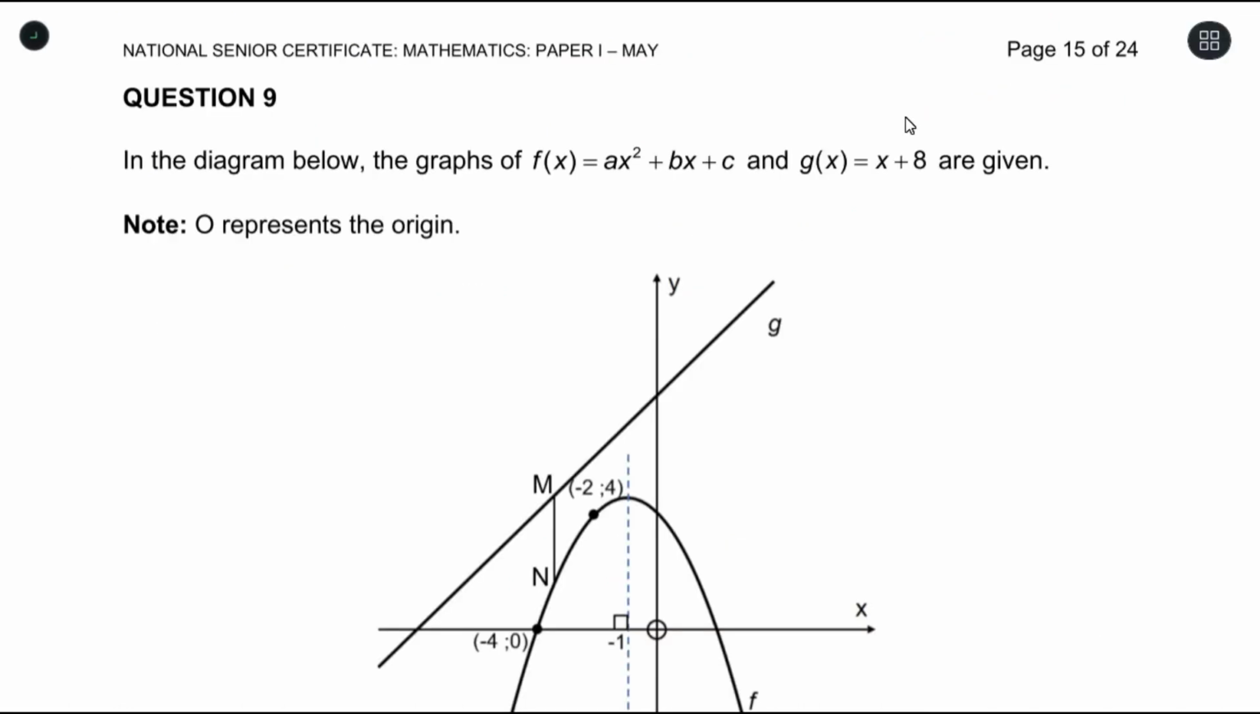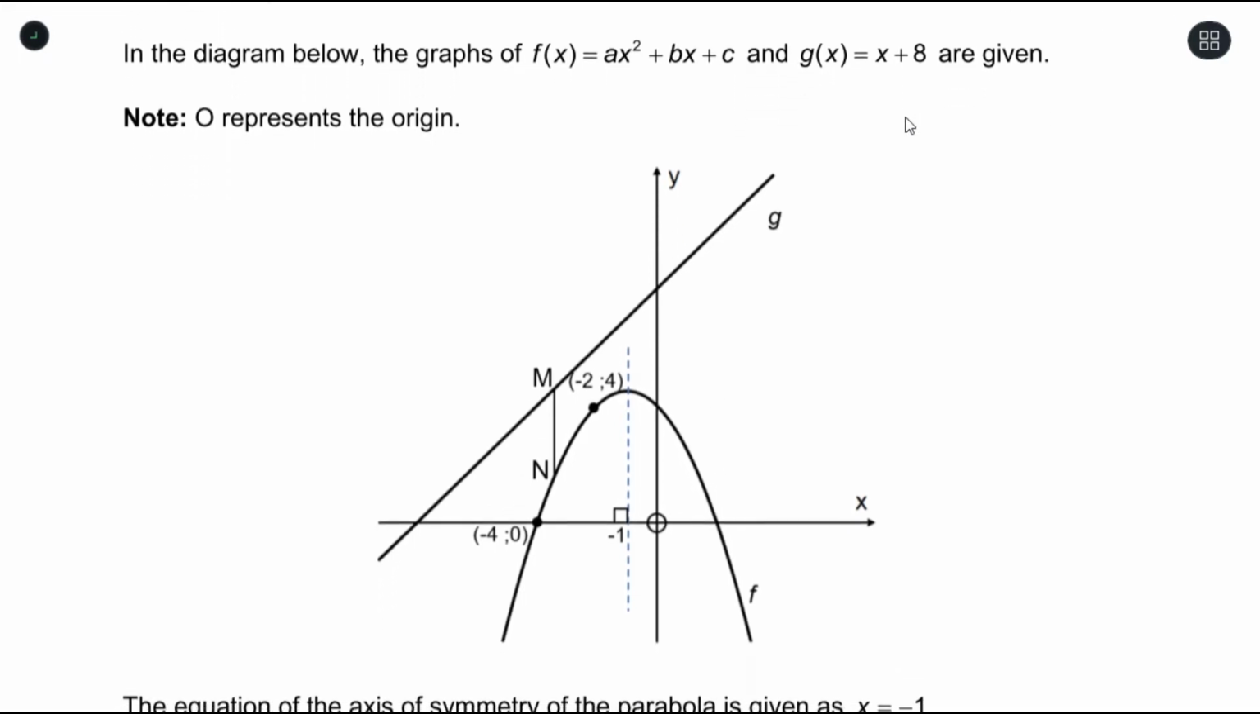So moving on to question 9. Now this question says, in the diagram below, the graph of f(x) is equals to ax squared plus bx plus c, and g(x) is equals to x plus 8 are given. Now we're told that O represents the origin. Okay, so this is our graph over here, right? This here is our origin.